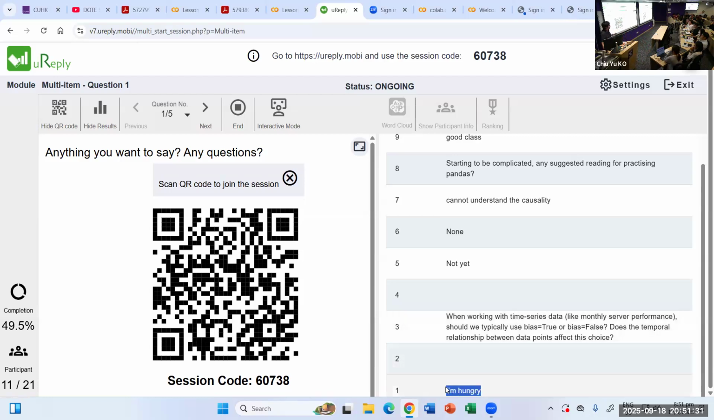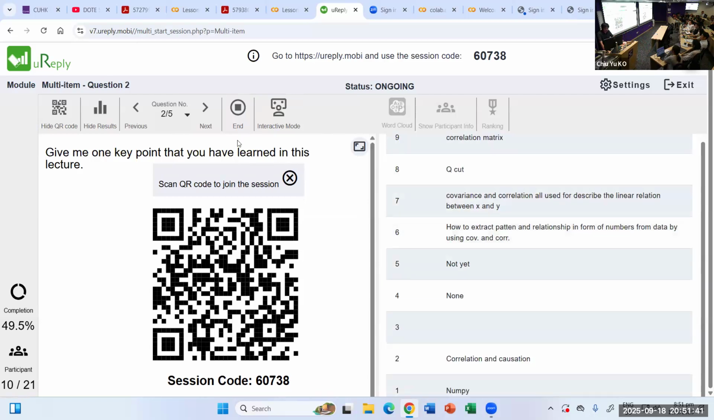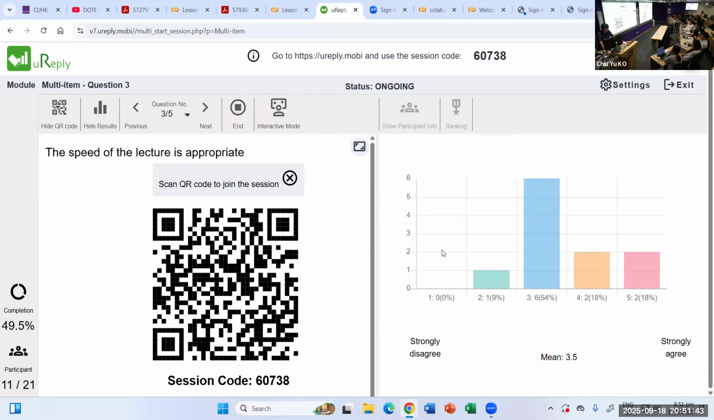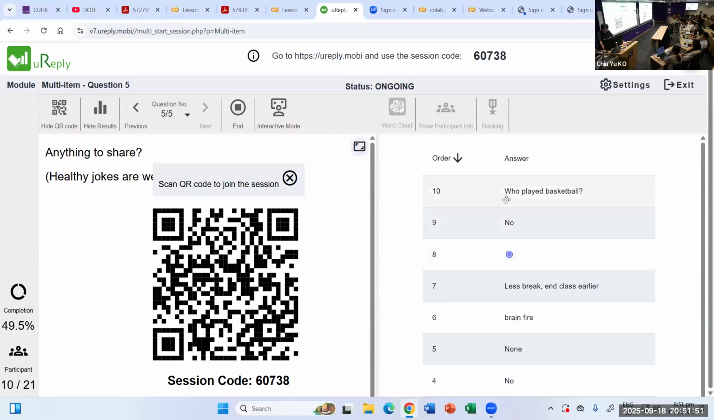Oh, you're hungry. It's already 9. So hopefully I don't make it too bad. Correlation, Q cut. Okay, that's fine. NumPy. Speed is okay. Can easily follow. Last thing. Who plays basketball? Who plays basketball?